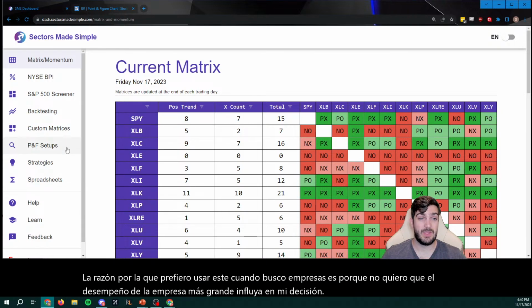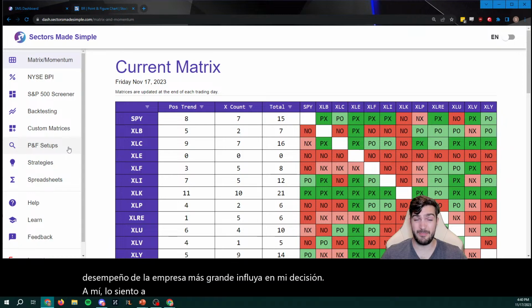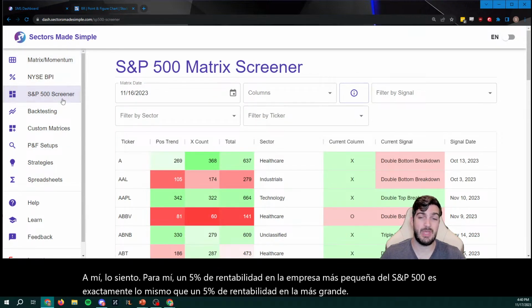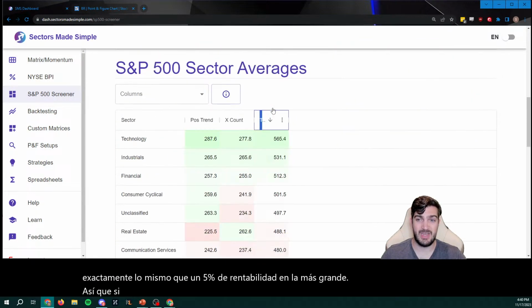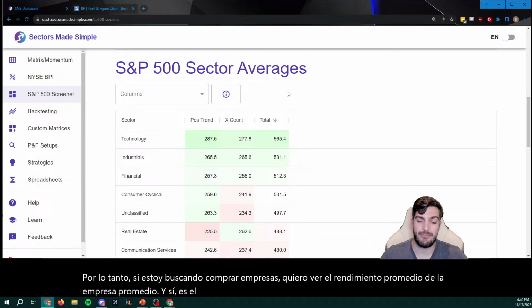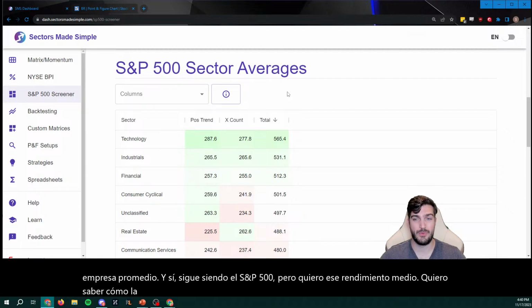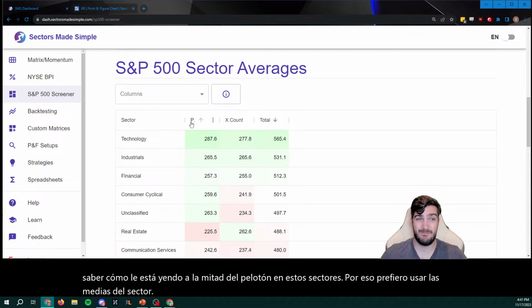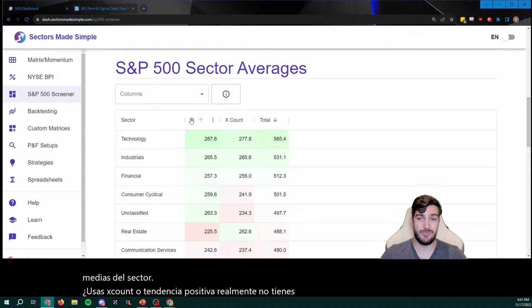To me, 5% return in the smallest company in the S&P 500 is the exact same as 5% return in the largest. So, if I'm looking at buying companies, I want to see the average performance of the average company, and yes, it is the S&P 500 still, but I want that average performance. I want to know how the middle of the pack is doing for these sectors. So that's why I prefer to use the sector averages. You use X count or positive trend, don't really have a good answer. Use what you feel most comfortable with.